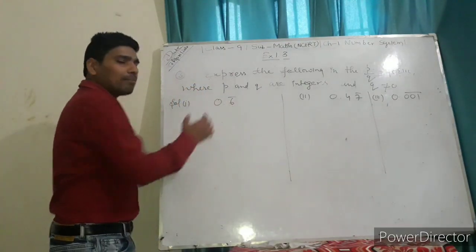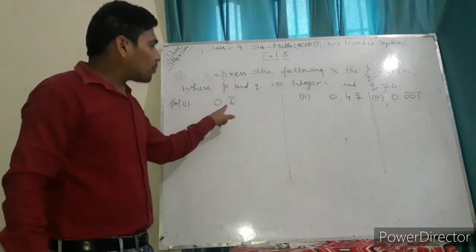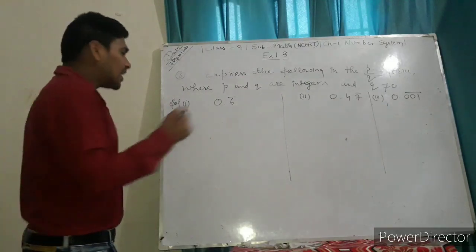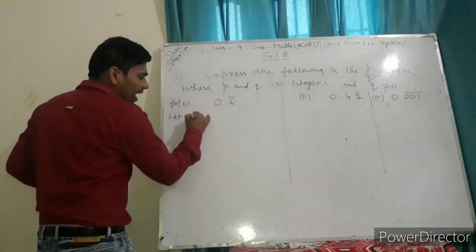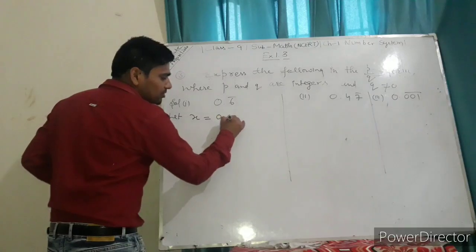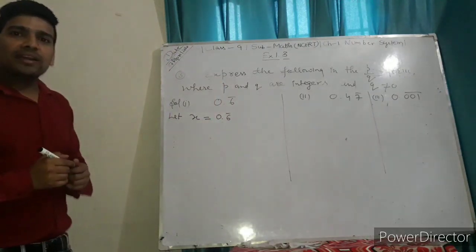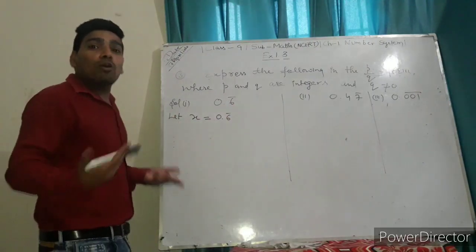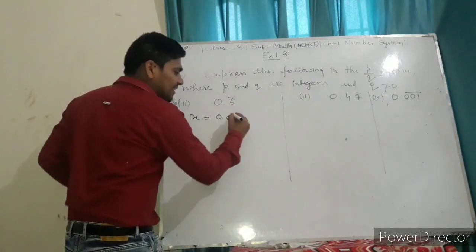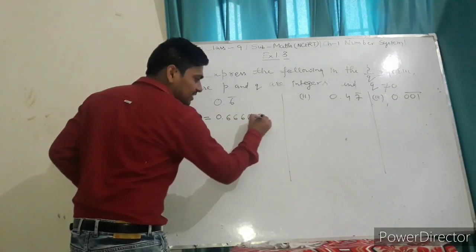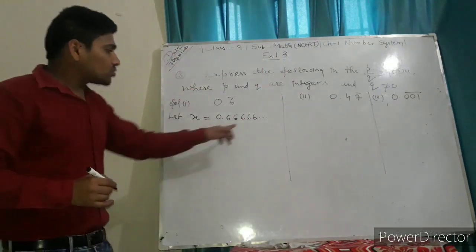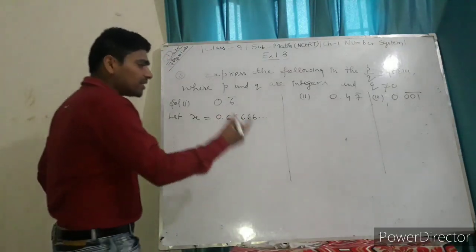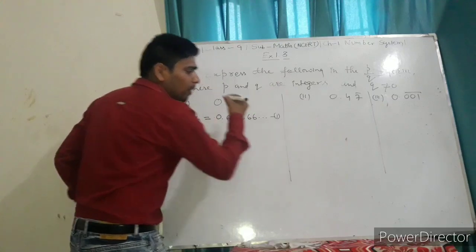First of all, the number given is 0.6 and there is a bar above the 6. So you can write, let x is equal to 0.6 bar. But you know already, my dear students, 0.6 bar can also be written as 0.66666 up to infinity, and so on. So I am putting here 3 dots. Now you can call it equation 1.